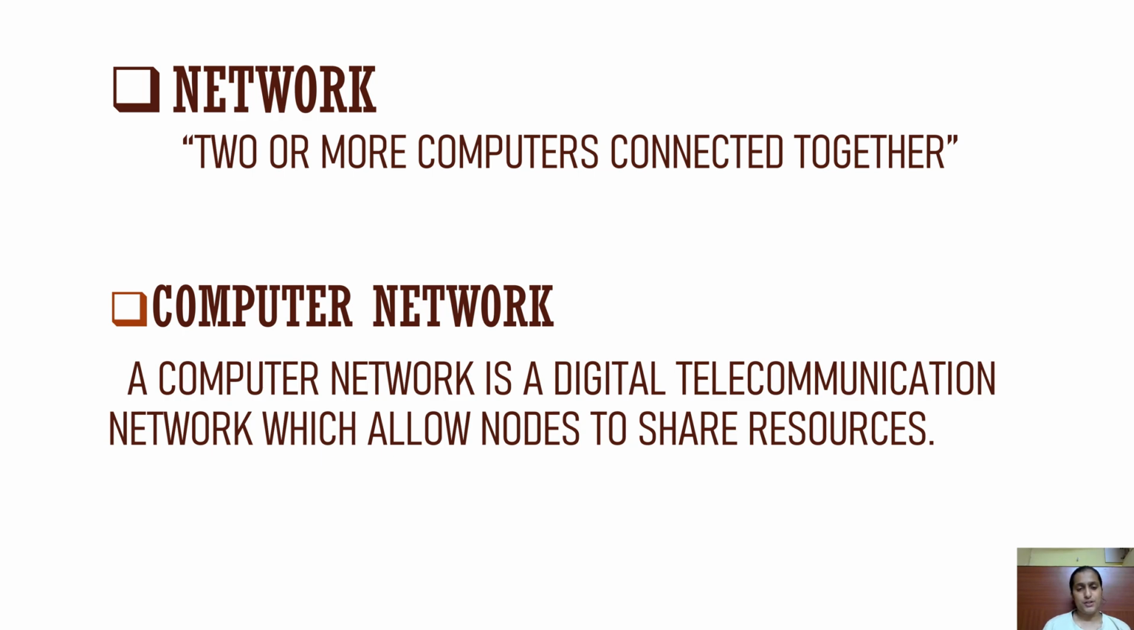Basically, what is a network? Two or more computers connected together is called a network. A computer network is a digital telecommunication network which allows nodes to share resources. Here, nodes can be defined as the connection points among network devices such as routers, printers, or switches that can receive and send data from one endpoint to another endpoint.